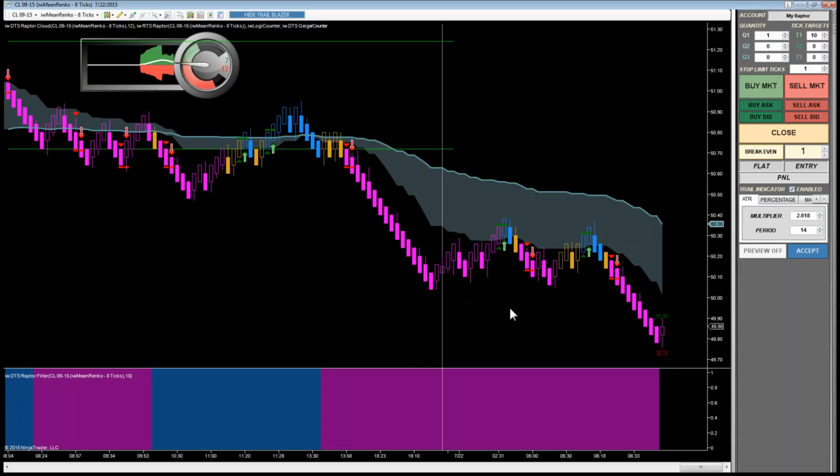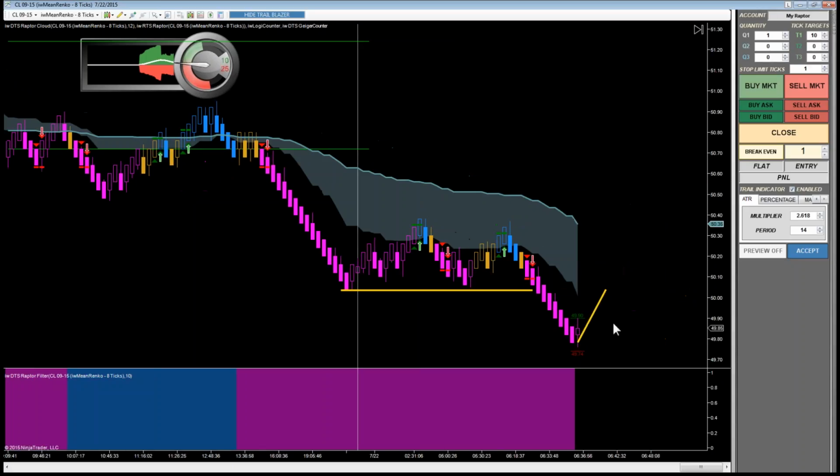On a breakout like this, it's not uncommon to see the market retest, and if the sellers are serious about holding the market down, we should get another opportunity to short somewhere on this leg right here.